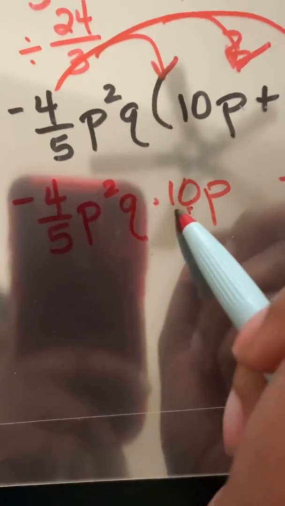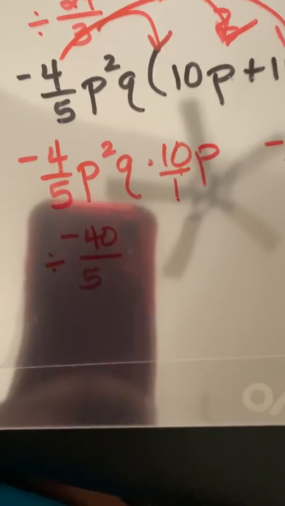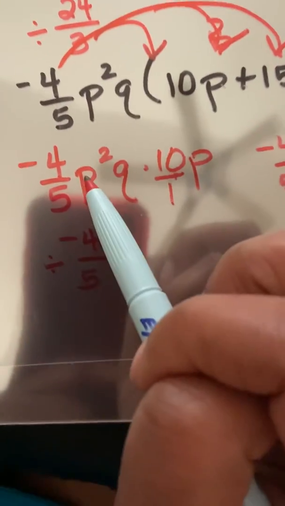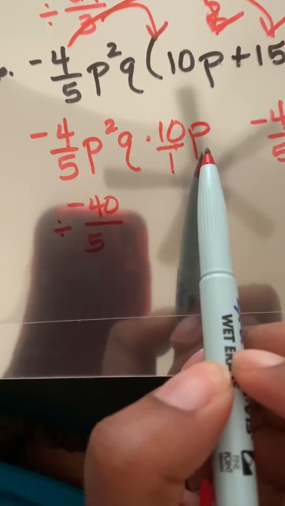I'm going to put this over 1 because I like my fractions to look like fractions. Now I'm going to multiply the tops, or what we call numerators. -4 times 10 is -40. 5 times 1 is 5. If I put -40 divided by 5 in the calculator, it gives me -8. That was an easy breeze. So I have p squared, another p behind this 10, so I have a total of 3. For q, I only have 1 here, and none behind the p, so I only have 1.